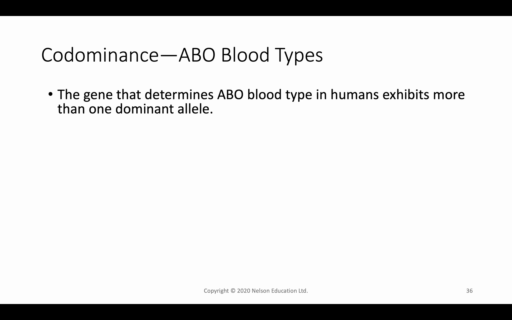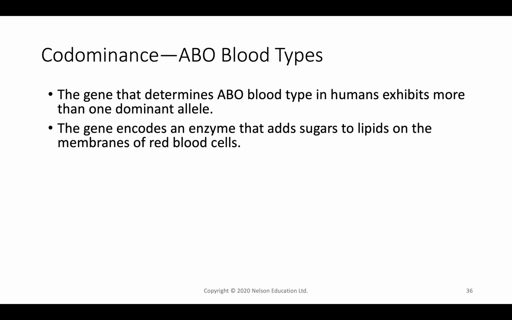So we have a gene that determines the A and B blood type, which exhibits more than one allele. It can have either the A allele, the B allele, or the O allele. Now, we as individuals can only have two, right? We can have any combination of two.